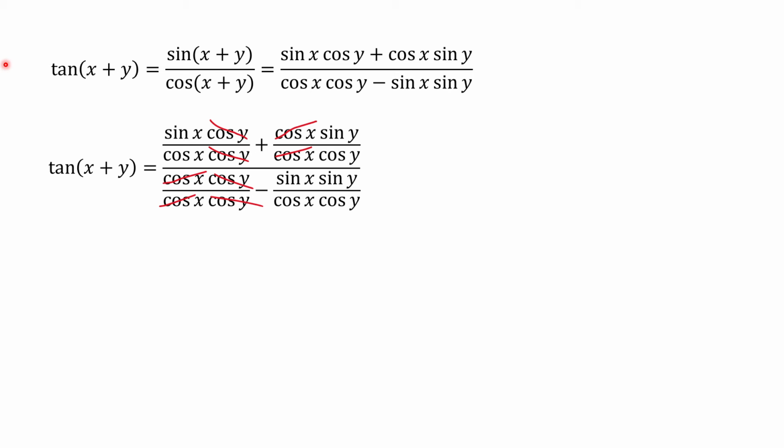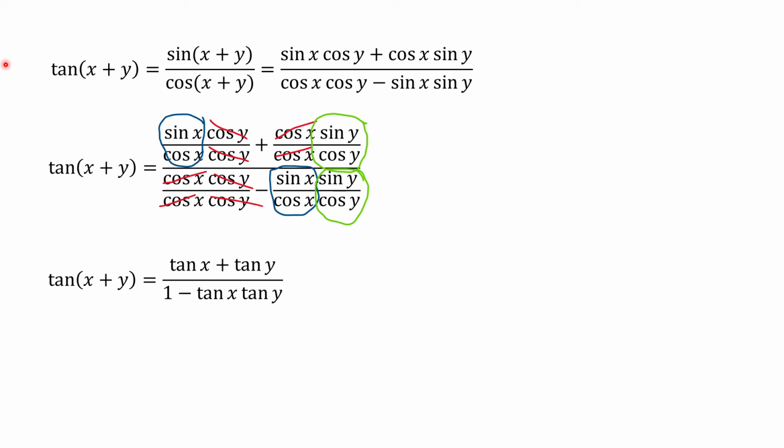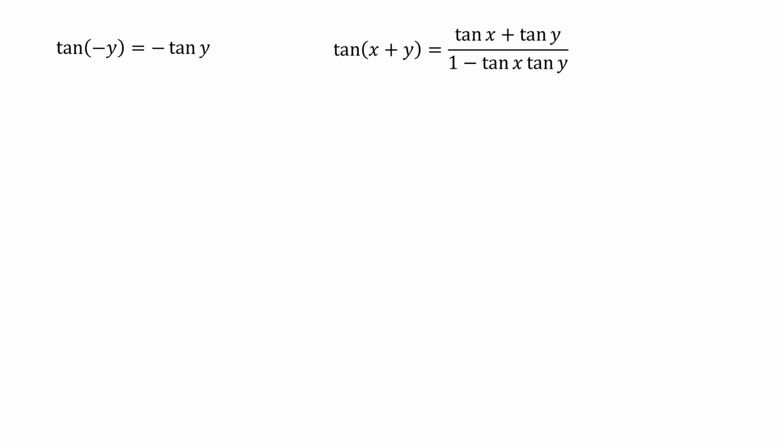And the next thing we should notice is what's left is sine x over cosine x, which is tangent x, and sine y over cosine y, which is tangent y. So if we cancel whatever we need to cancel and replace sines over cosines with tangents, we're going to get the formula we are looking for. Okay? Tangent of x plus y is tangent x plus tangent y divided by 1 minus tangent x times tangent y.